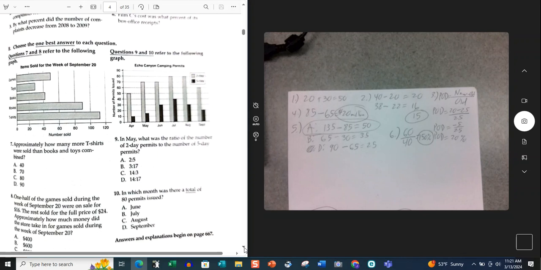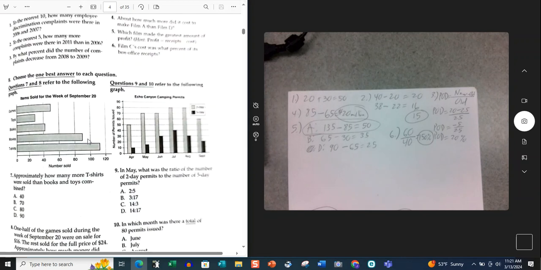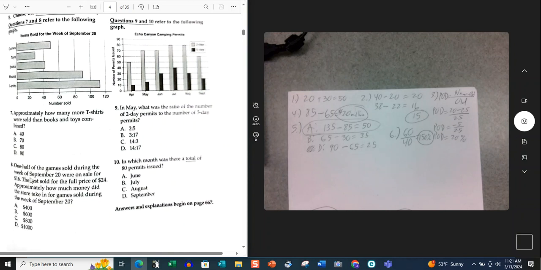So now we go down here to 7 and 8. I think this only goes up to 10. It says choose the one best answer to each question. Questions 7 and 8 refer to the following graph. Okay, approximately how many more t-shirts were sold than books and toys combined? So first of all, let's add up books and toys. Okay, we look down here. Toys is about 30.